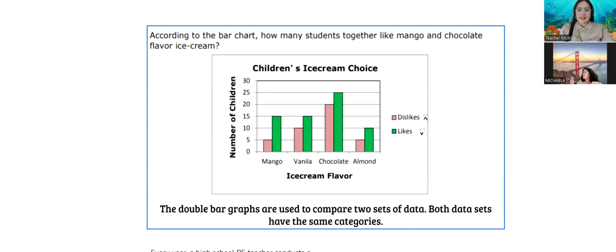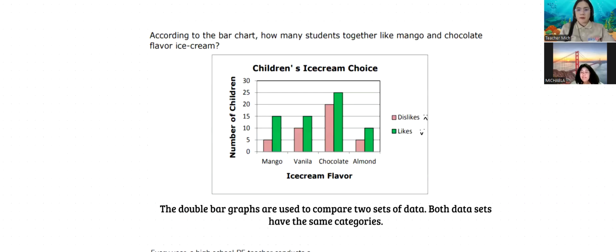For the likes, we have the green color. This bar represents the number of students who like the mango flavor. This one represents the number of students who like the vanilla flavor. This one represents the number of students who like the chocolate flavor. And this one represents the number of students who like the almond flavor.